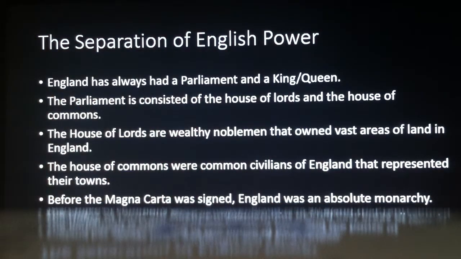Before the Magna Carta was signed, England was an absolute monarchy. The people wanted more representation in government, so Parliament was strengthened and given power.